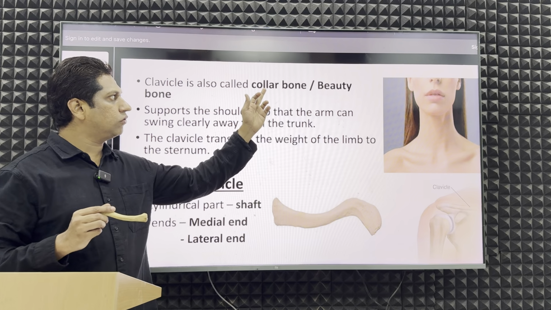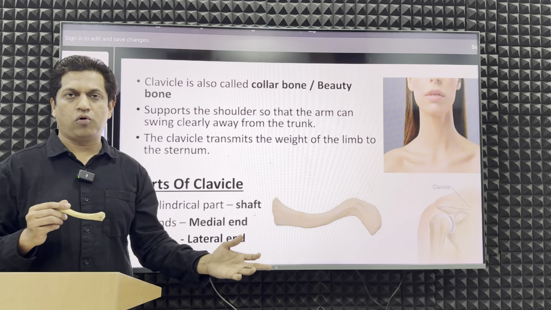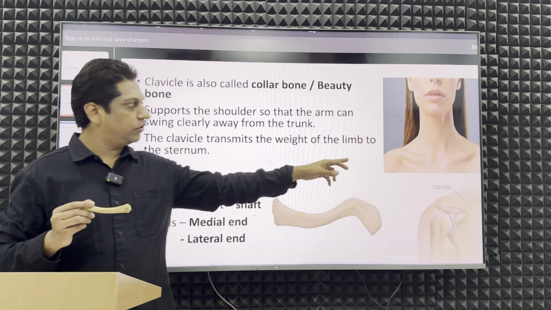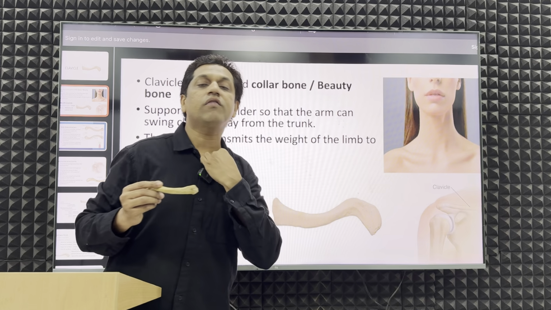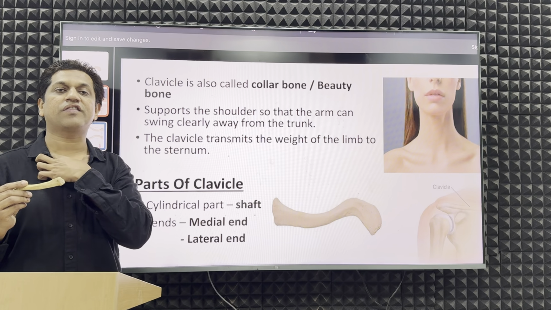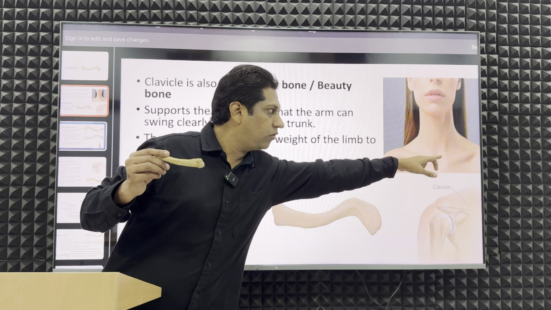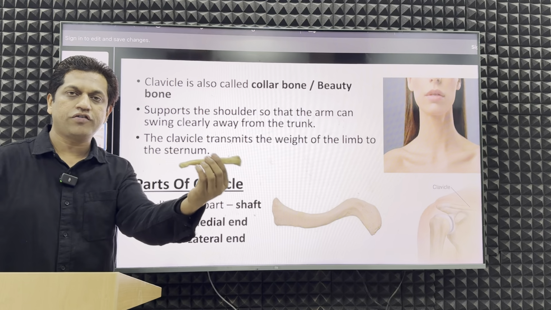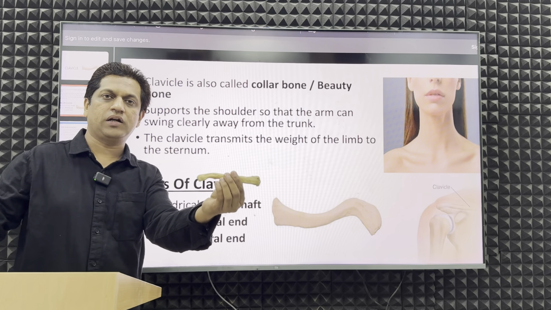It is also known as the collarbone and the beauty bone. See this bone, which is present anteriorly and is a subcutaneous bone. This is the clavicle bone. This is the original clavicle bone which I am holding right now.